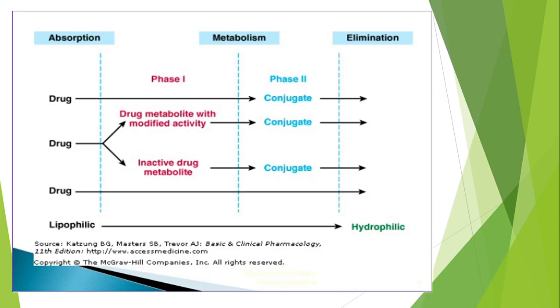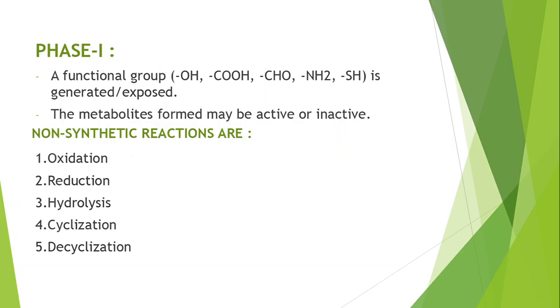So this is a good picture taken from Karch, and it is very essential for students. In a phase 1 reaction, a functional group is generated or exposed, such as OH hydroxyl, COOH carboxyl, CHO aldehyde, NH2 amine, and SH sulfhydryl. In phase 1, the metabolites formed may be active or inactive, and it is also called non-synthetic reactions.